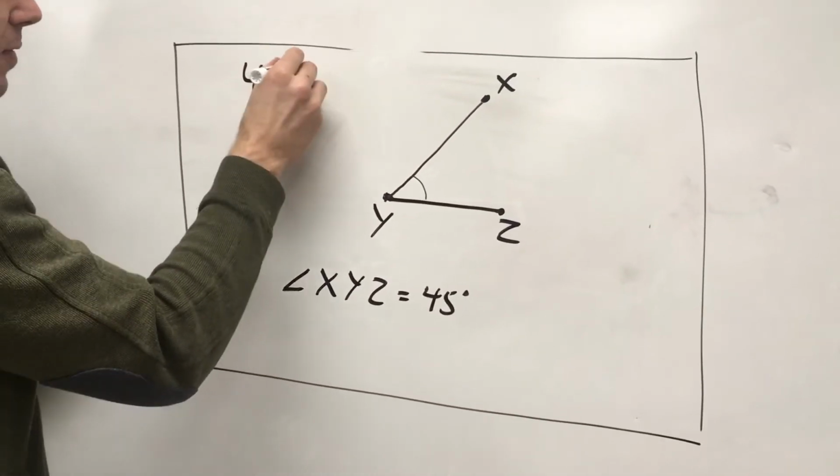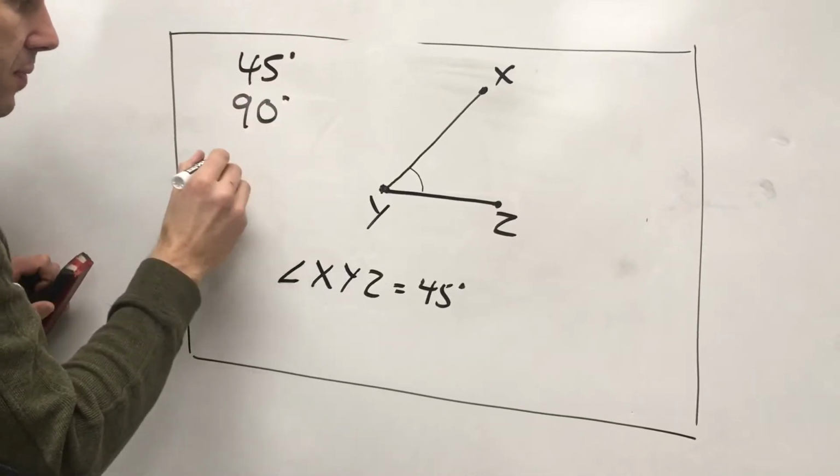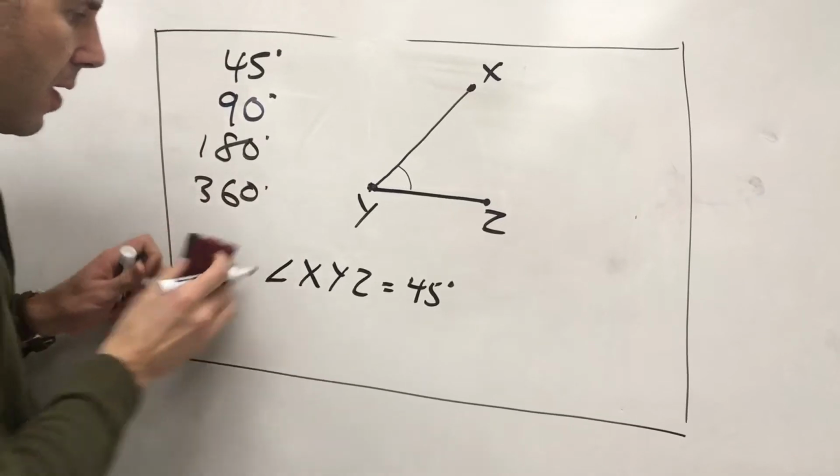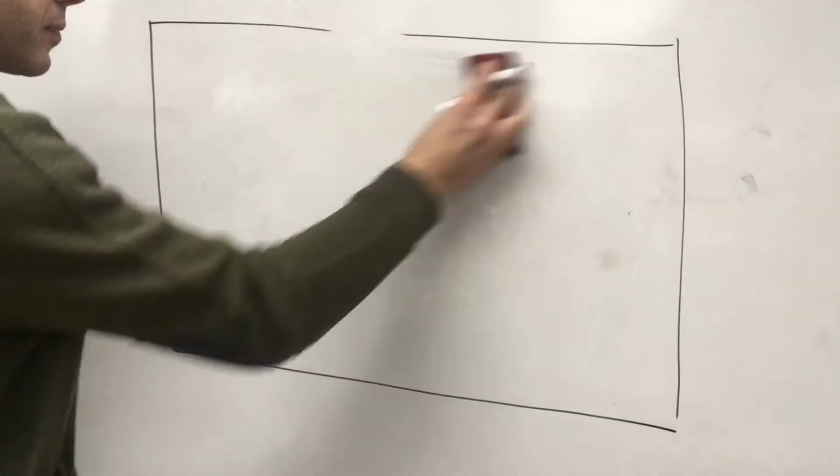So those are the most important angles you need to know. You need to know 45 degrees, you need to know 90 degrees. You definitely need to know 180 and 360. And here's a question for you.